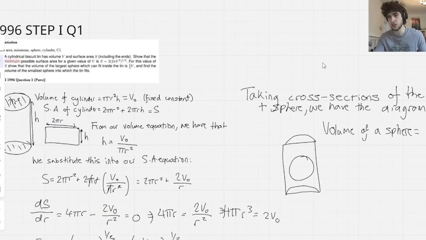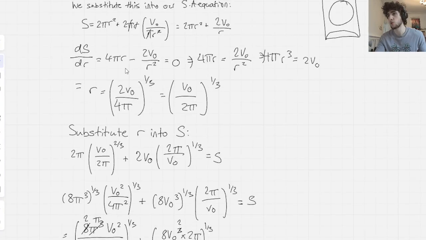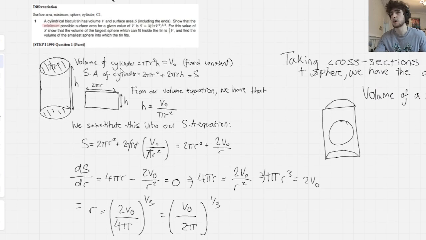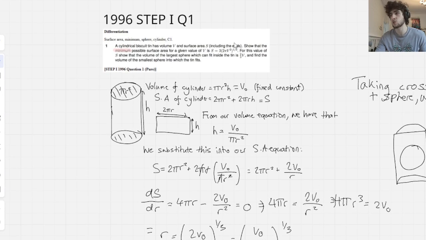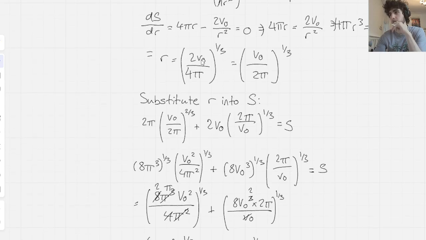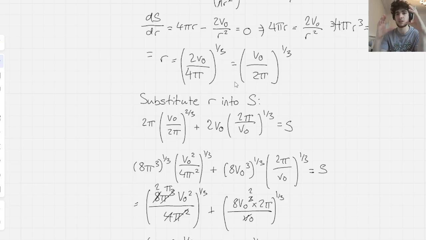When we were doing the differentiation, we got to a point where we had 4 pi r minus 2v naught over r squared is equal to 0. For this particular value of r, we solved and got v naught over 2 pi to the power of a third. And for the second part of the question, we're working with that surface area S, so the minimal possible surface area that we found in the first part of the question, we're keeping for the second part. And so we know that the radius is going to be this value that we found, because we're literally working with the specific biscuit tin that has the minimal possible surface area for that fixed volume.